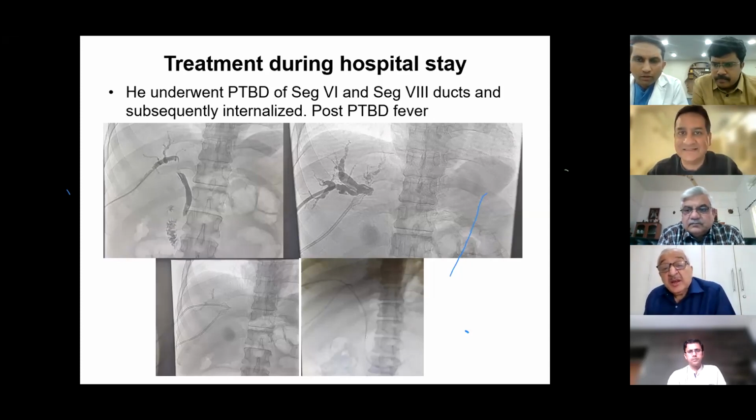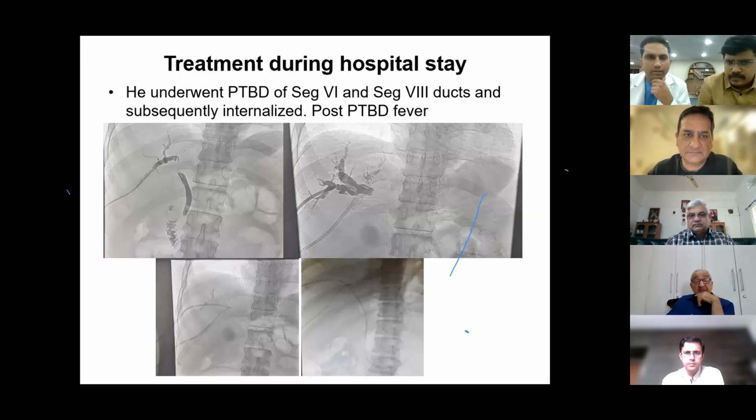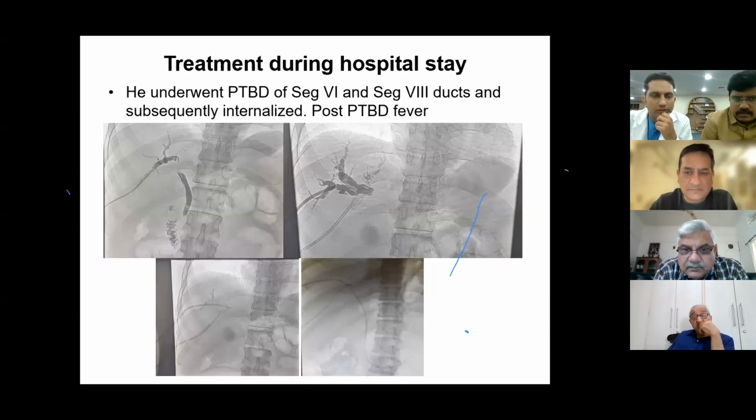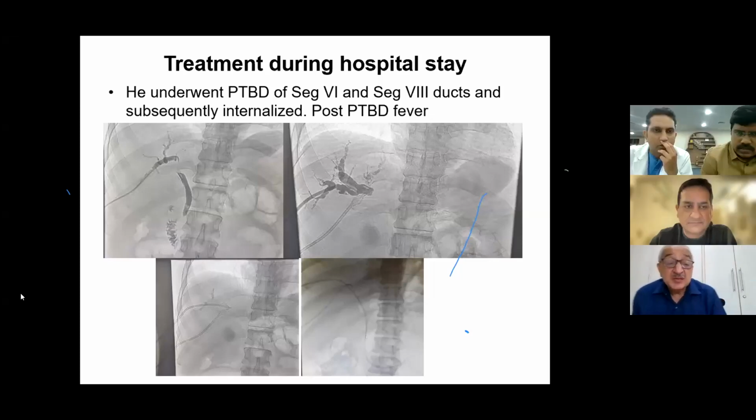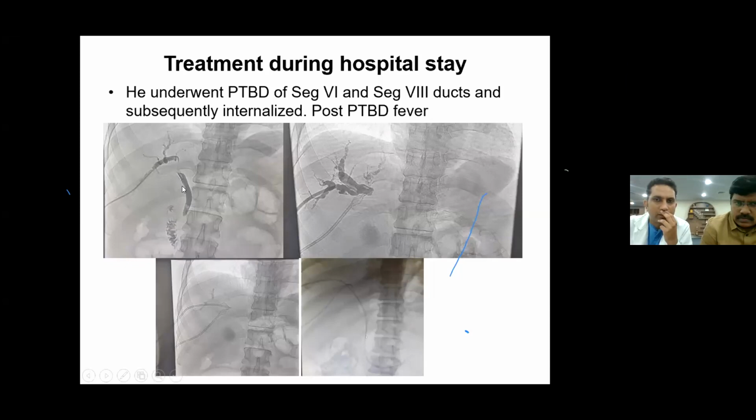So next. Okay, now let's see what was done at the hospital. Show us. So in view of worsening bilirubin, he underwent percutaneous transbiliary drainage. They cannulated the segment 6 duct and 8 ducts. You can see it in the left upper film, which is showing the cholangiogram. The opacified duct is the 6th duct, and you can see a part of CBD with a small stone below also. There is a part which is not opacified in between.